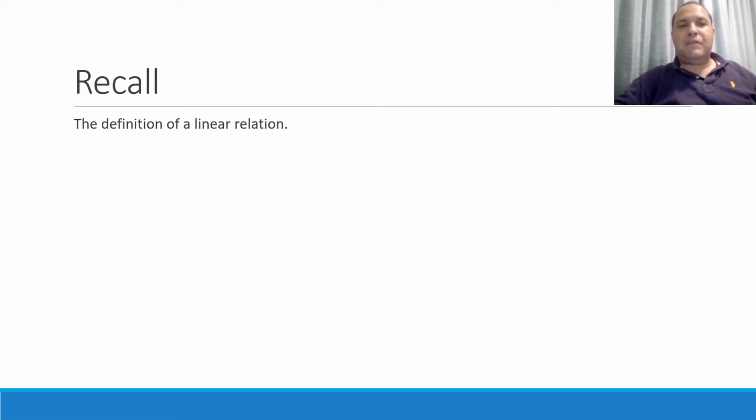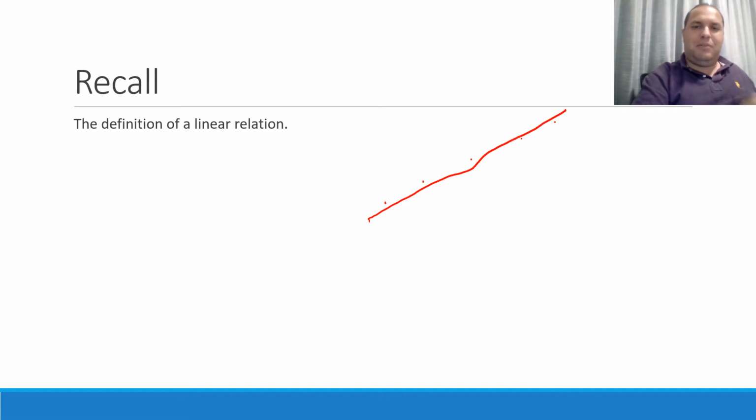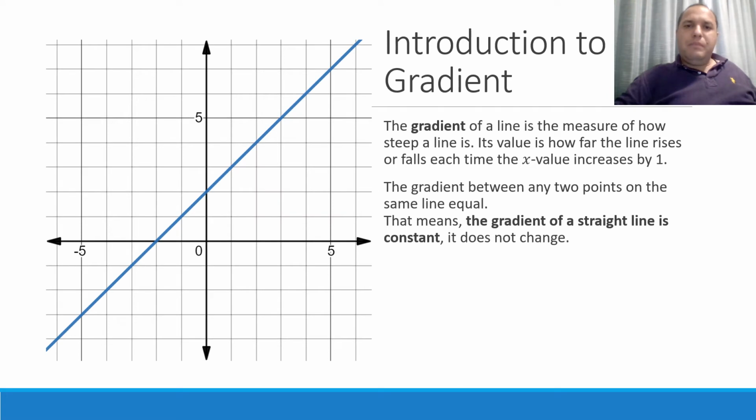The key thing you have to remember, students, from our previous video is what a linear relation is. A linear relation is a set of coordinates or ordered pairs that form a nice straight line when plotted. Obviously a better line than that. So, gradient is a measure of how steep a line is.